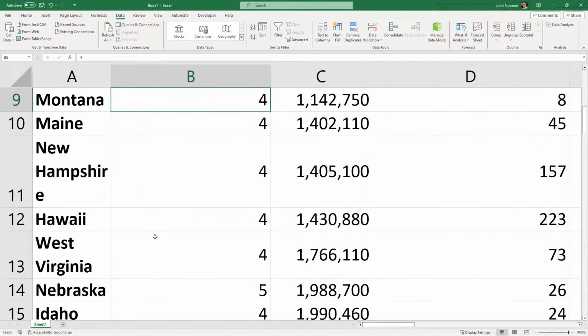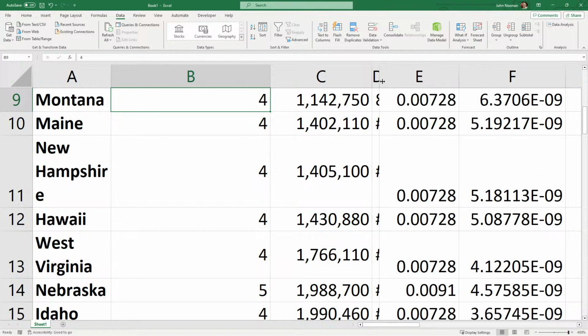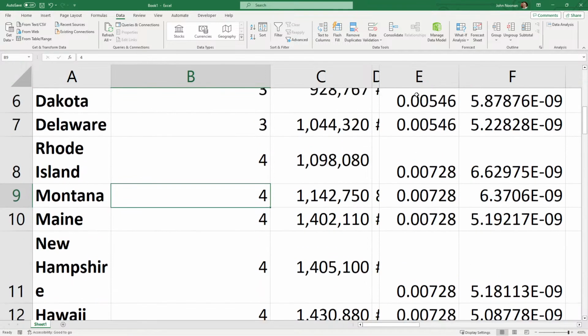Okay, so let's see if I can make this a little bit better. We don't care about the density of people. I just put that there because I thought it was curious that that data was available. So let me slide this over so that we can see the important stuff. Okay, so what do I have here?